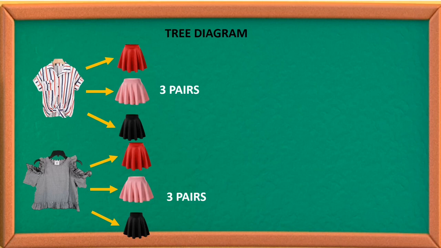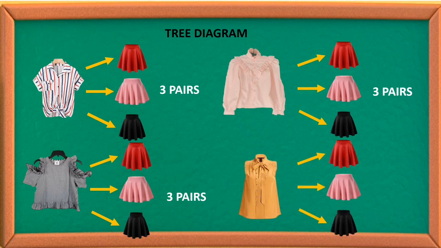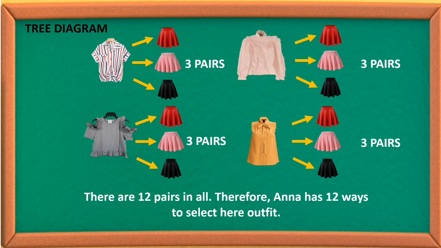The blouse with ruffles has also 3 pairs. Her blouse that is long sleeve can also be paired with her red skirt, with her pink skirt, and her black skirt. So there are also 3 available pairs using the long sleeve and her 3 skirts. For her sleeveless, she can also pair it with the red skirt, the pink skirt, and the black skirt. So there are also 3 available pairs she can choose from. So using the tree diagram, there are 12 pairs in all. So therefore, Anna has 12 ways to select her outfit.